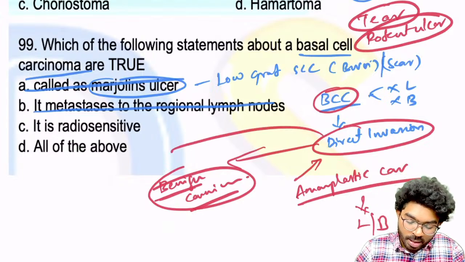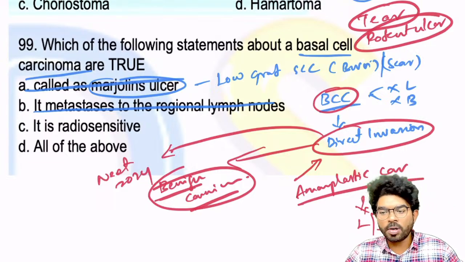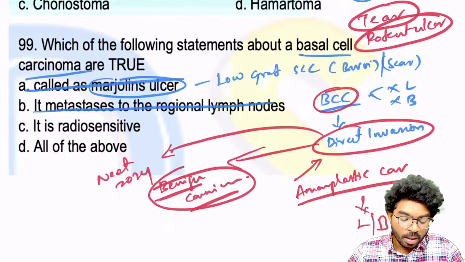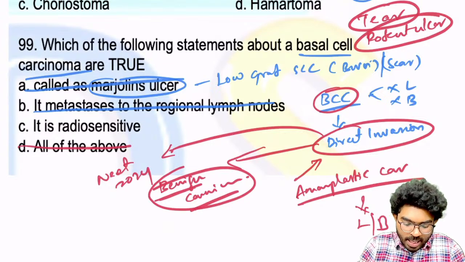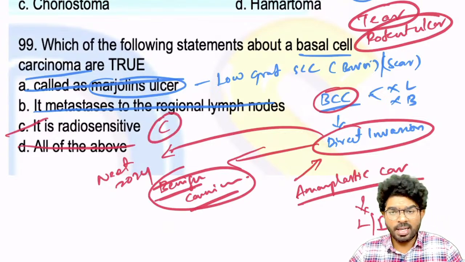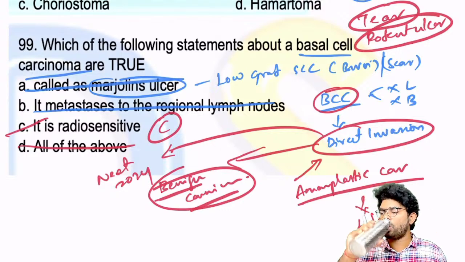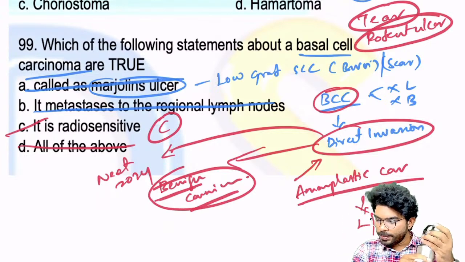This is your NEET 2024 question. Which of the following carcinoma, the mode of spread is by direct invasion? The answer is basal cell carcinoma. So options A and B are eliminated. So D is also eliminated. The answer is C. It is radiosensitive. Okay, done.